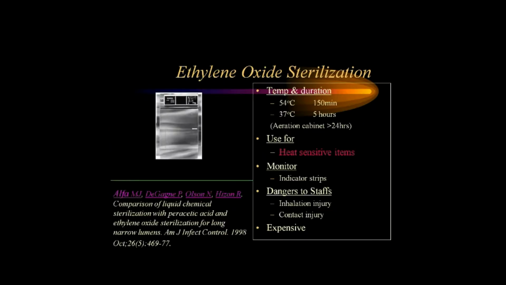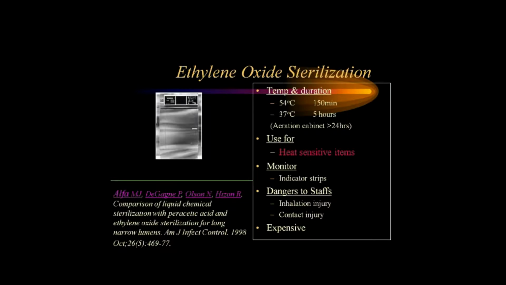Next slide. Coming to the utility of ethylene oxide sterilization, it is useful especially when you have heat-sensitive items like some of the hand instruments, the carbon dioxide tubes, various wires, even telescopes. If they are worried that the autoclave may not be applicable, they can use ethylene oxide sterilization, wherein lower temperatures like 54 degrees centigrade for 150 minutes or 37 degrees centigrade for 5 hours are used. But after use, ideally they should be kept in the aeration cabinet for nearly a day.